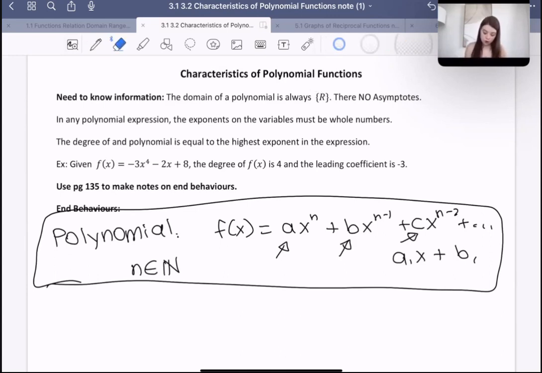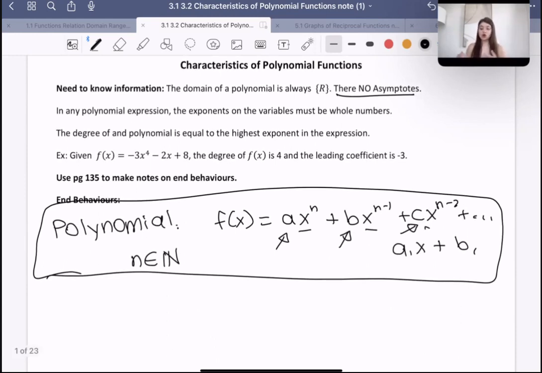Also, there are always no asymptotes, because what creates asymptotes? Well, if we have a degree in our denominator and a degree in the numerator that are the same, then we would have an asymptote, right? However, that isn't possible here because we only have numerator degrees, so that's not going to happen.